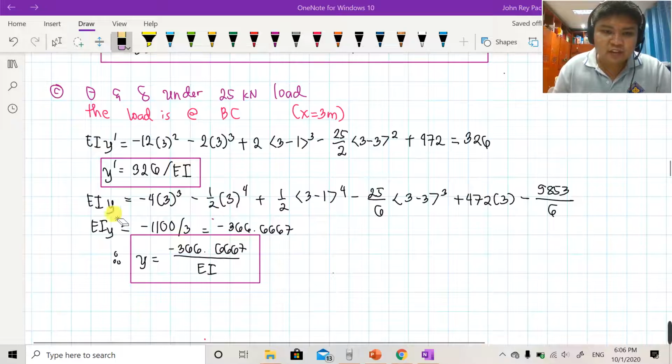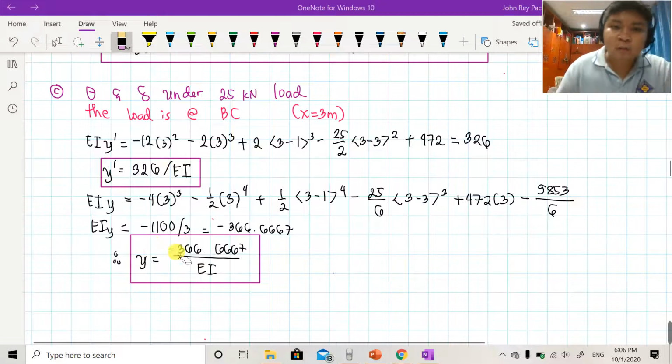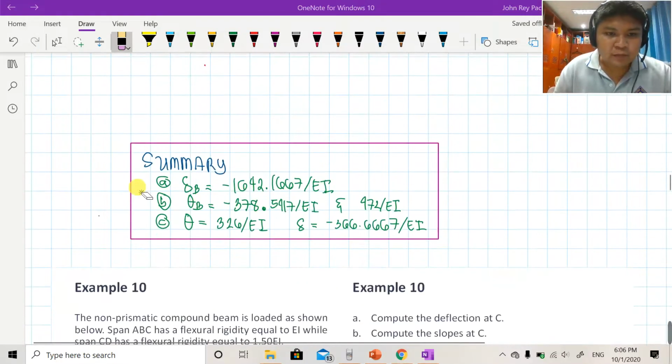And the deflection, again, just substitute it, magiging negative 1,100 over 3 or negative 366.667. So, therefore, the deflection class is equal to negative 366.6667 over EI. So, yan na class yung slope and deflection at point na nasa 25 kilonewton load. Okay? So, to summarize this one, ang problem, unang tanong, what is the slope at B? Ang sagot natin is negative 1642.1667 over EI. Pangalawa, deflection at B pala to.